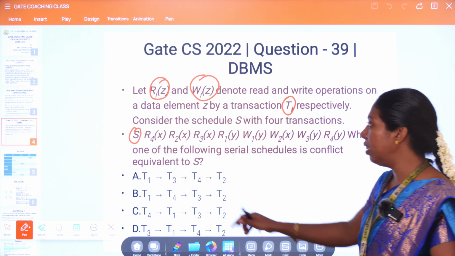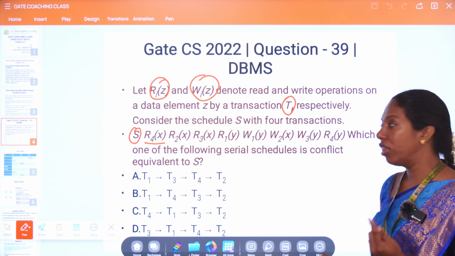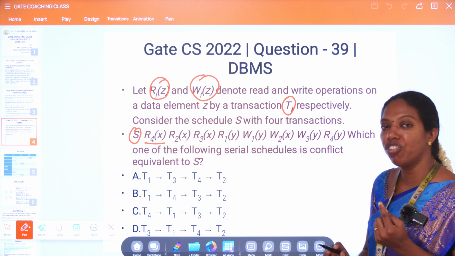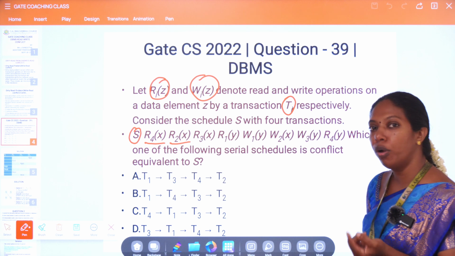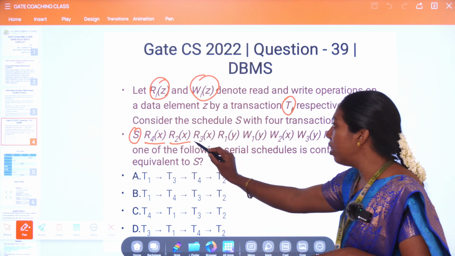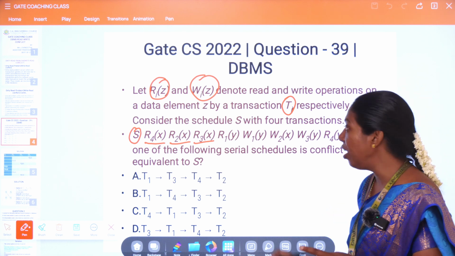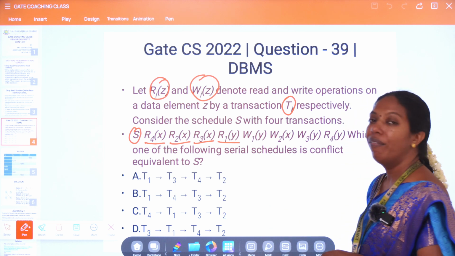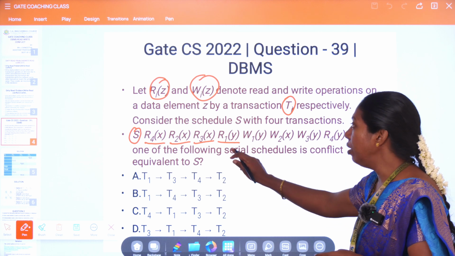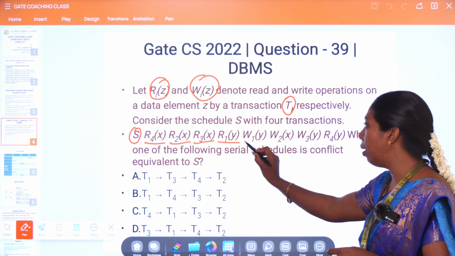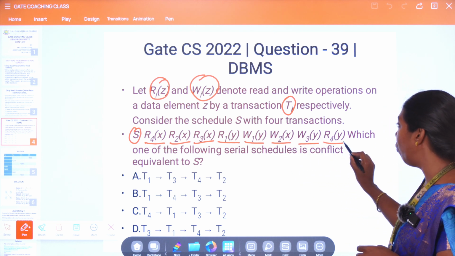So just kindly see that R4 of X, read of 4th. This 4 is representing the 4th transaction, it performed the read operation, and R2 of X again it performed the read operation in transaction 2, and this one is R3 of X, it again performs its read operation in transaction 3, and this one is R1 of Y, it performed the read operation in transaction 1, likewise W1 of Y, W2 of X and W3 of Y and R4 of Y.